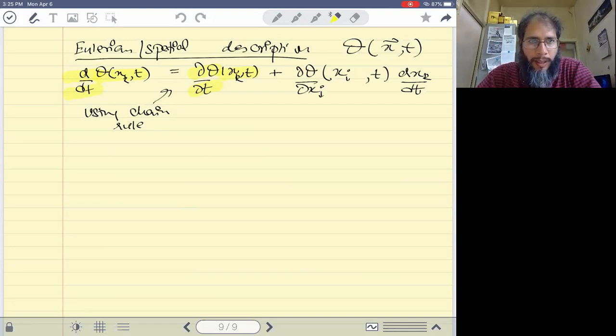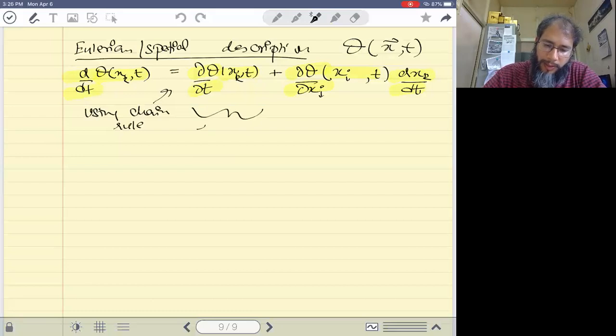Now theta is also a function of xk. So we write this as del theta by del xk of xk comma t times dxk by dt. Now xk actually is x1, x2, and x3. So theta is a function of all x1, x2, x3, and t. So you can expand this, and this is what you will get. This idea should be clear from your vector calculus. So this is using the chain rule. Okay. Now the first part on the right hand side, this part we call the local rate of change.